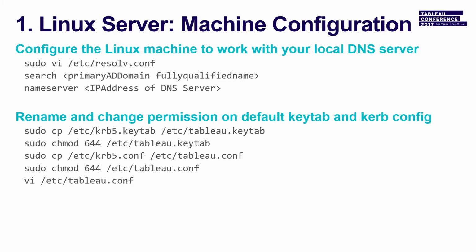Configure your machine. Your Linux server machine needs to be working with the local DNS server. So configure your machine and make sure it is working with the local DNS server. When you install SSSD or PBIS or any one of those Kerberos packages, you'll get a keytab file and a config file downloaded there. You rename them to Tableau keytab and Tableau config, and change the permissions on those.